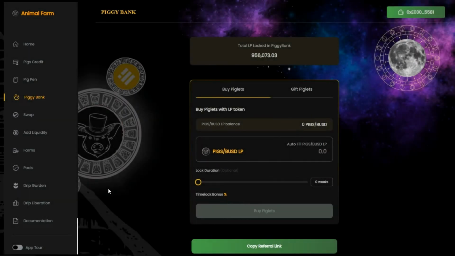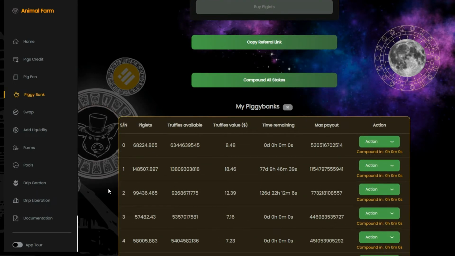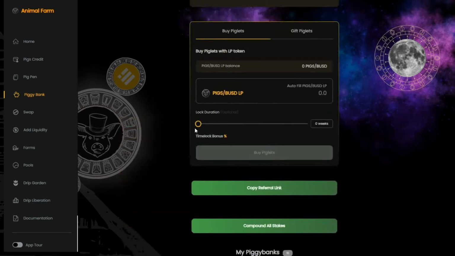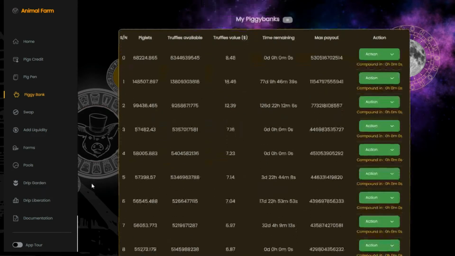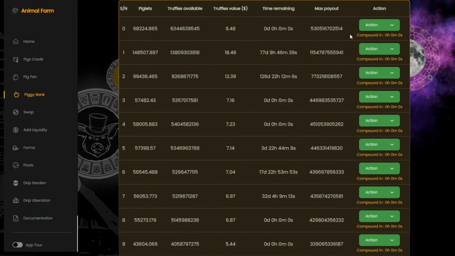The piggy bank where I am staking pigs BUSD LP tokens is also doing its thing. This works just like the Drip Garden. The LP tokens that you put in the piggy bank earn piglets and truffles. In the Drip Garden you get plants and seeds. I have 10 stakes here with different time locks, which I can compound to get more piglets.